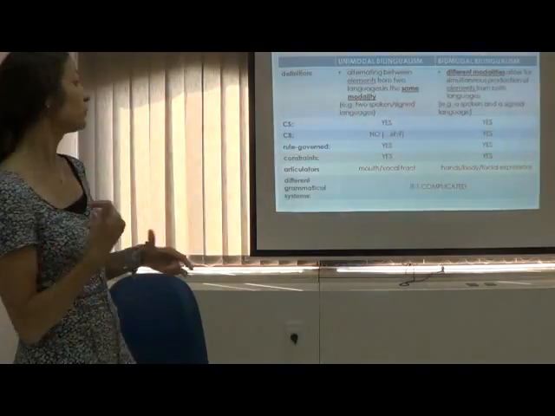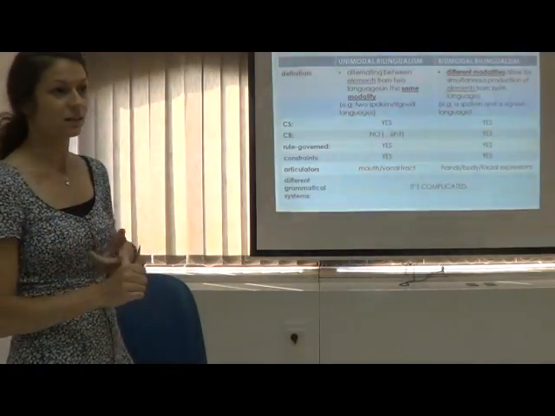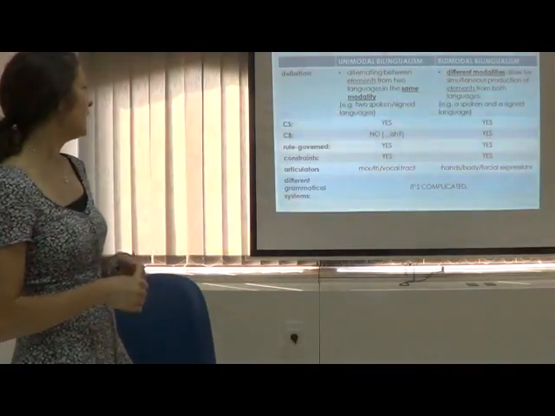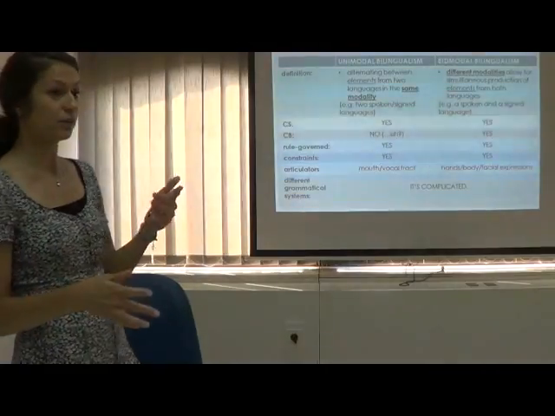Code switching is rule governed. You can't just do random things and consider it speech. There are some constraints. The articulators are the mouth and the vocal tract.